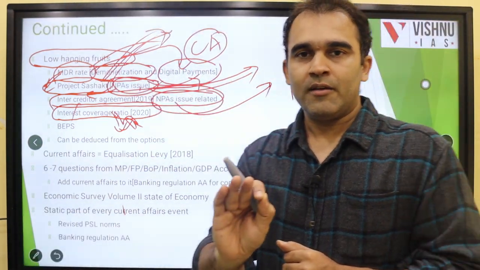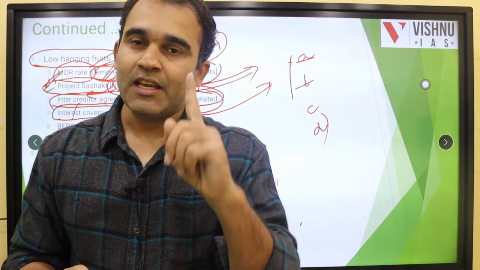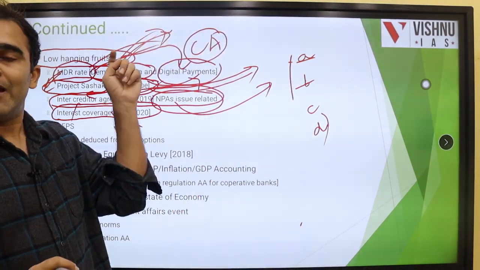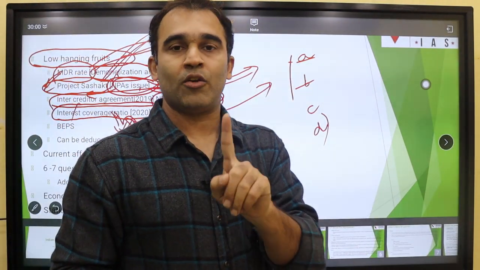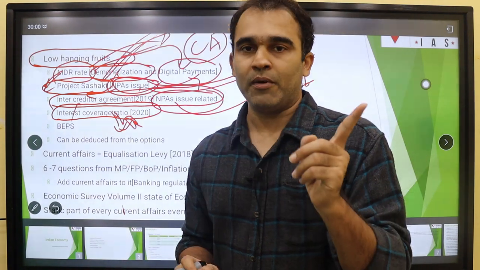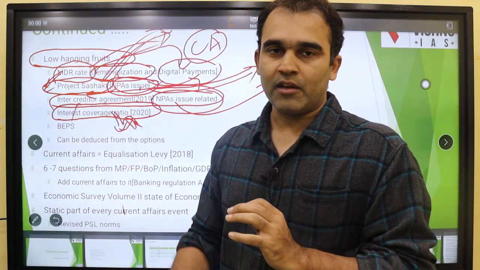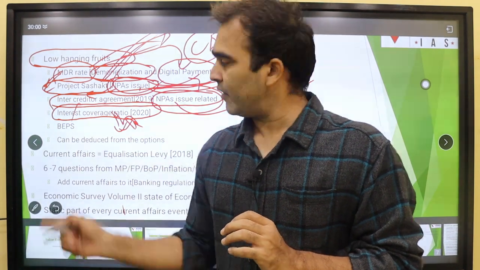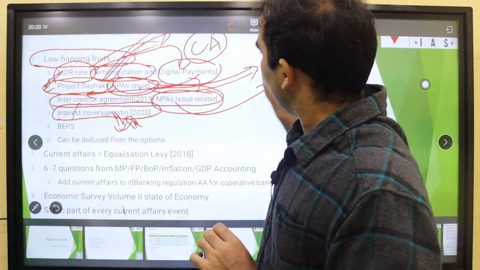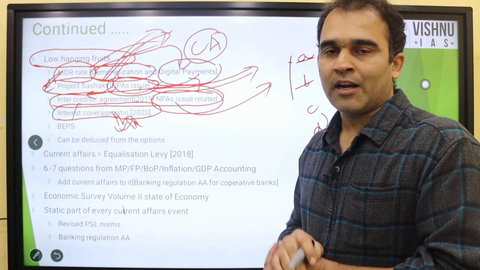Remember, if you are losing even a single question in these low-hanging fruits, it means there is something fundamentally wrong with your preparation. You need to go back to basics. It's unpardonable to lose marks in these low-hanging fruits, because next comes your tricky questions. Tricky questions will be very difficult to answer.